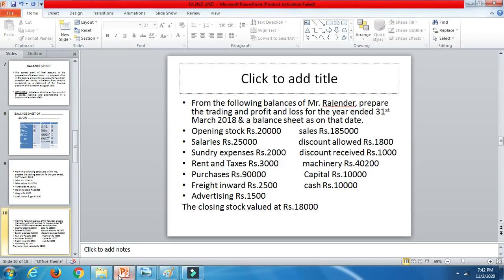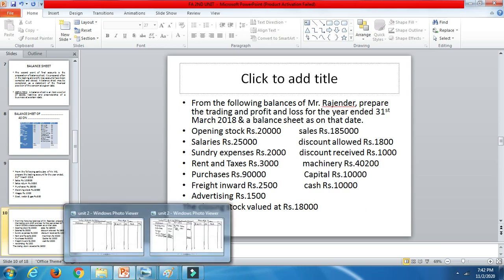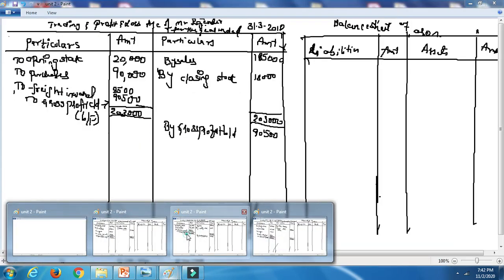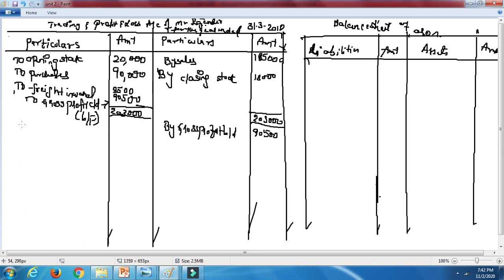Now profit and loss means office related expenses we are going to take. So what all will come is salary, sundry expenses, rent and taxes, advertising, and discount allowed also will come. These all the items will come under profit and loss account. Okay, so let's start. First one is salaries. As I said, to salaries, the amount is 25,000 if you check out the equation.